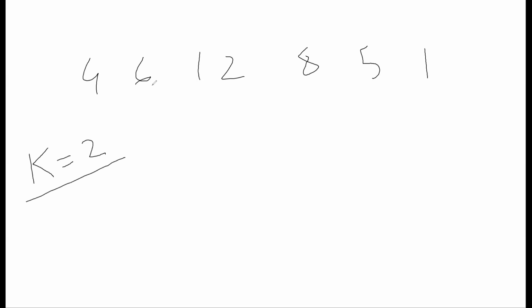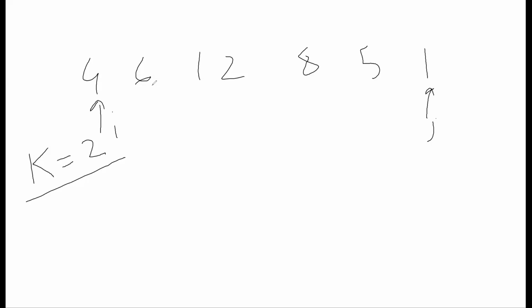Assume you have a few numbers: 4, 6, 1, 4, 3, 5. Now I have to find the top k elements, and let's assume k is 2 in this case. Have you heard about the Dutch national flag problem? Similar to that, we'll keep one pointer here, which is j, and one pointer here, which is i.